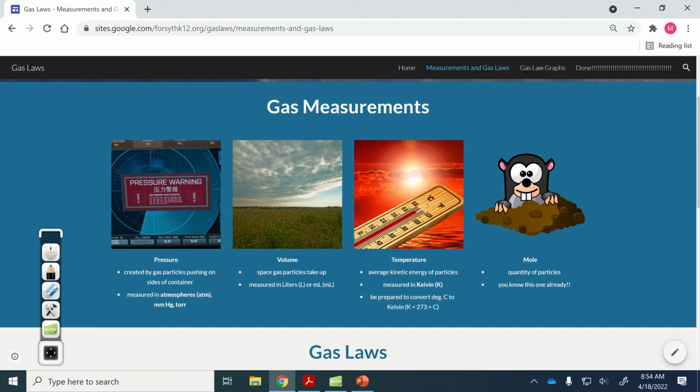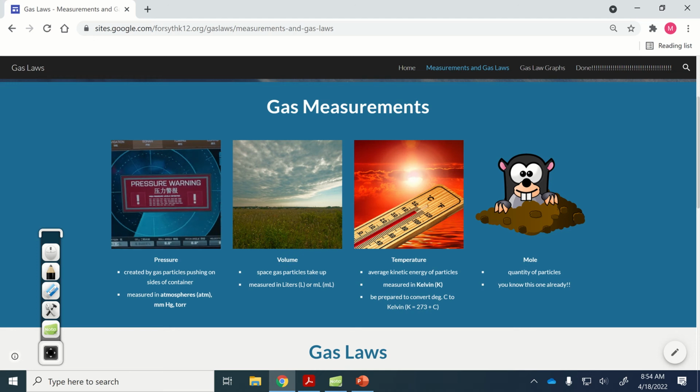Three out of four of these we have already used quite a bit this year. I'm starting at the far end with the goofy looking mole cartoon. With the mole, we know what that is: it's the quantity of particles. Temperature, we talked about that a lot in the thermo unit. It's the average kinetic energy of the particles, how quickly they are moving.